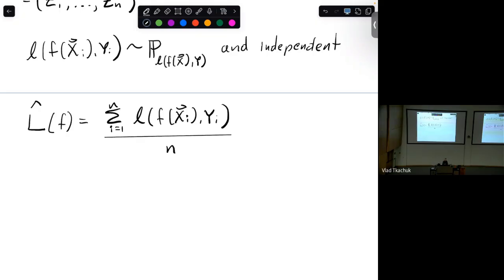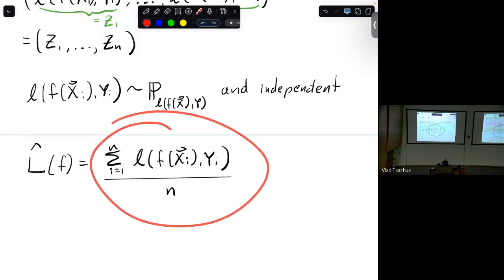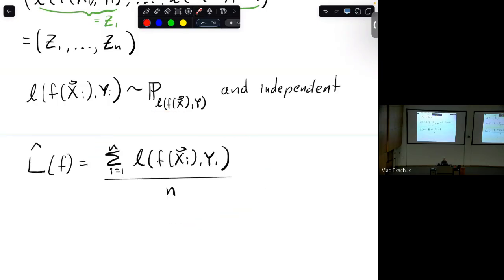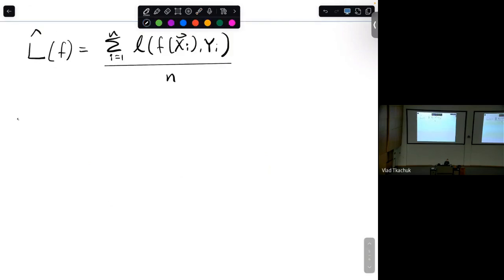And it turns out that this thing, just like above with the coin flip thing, all the properties hold in the exact same way. And so what that means is we can talk about what is the expected value of L hat of f. Well, that expected value turns out to be exactly L of f.